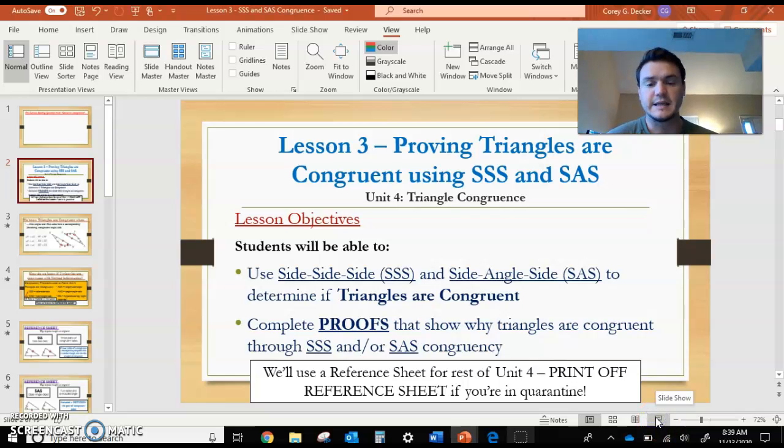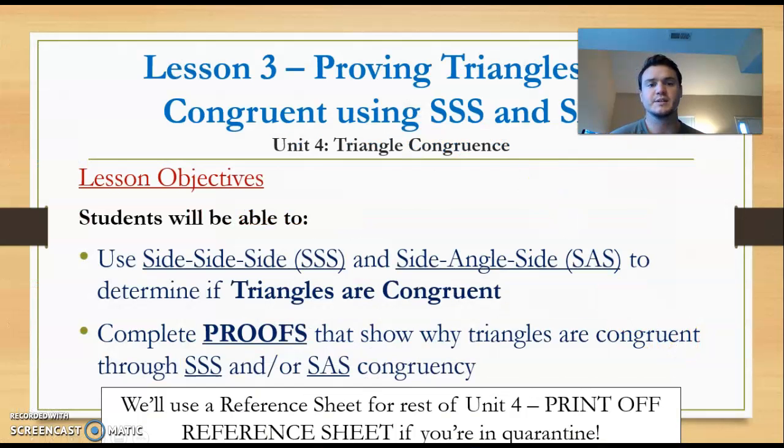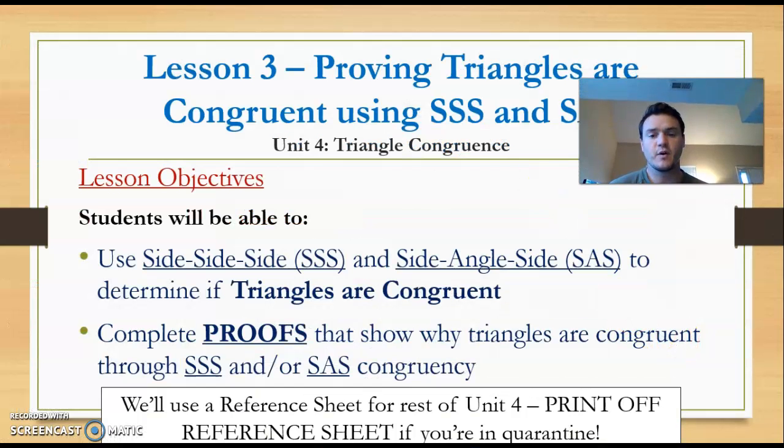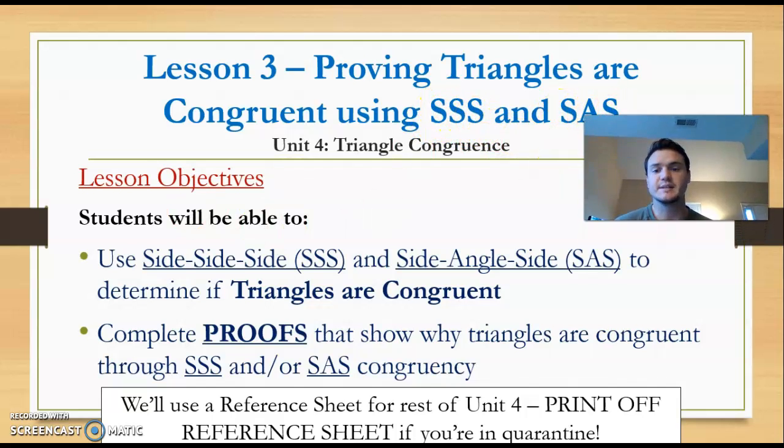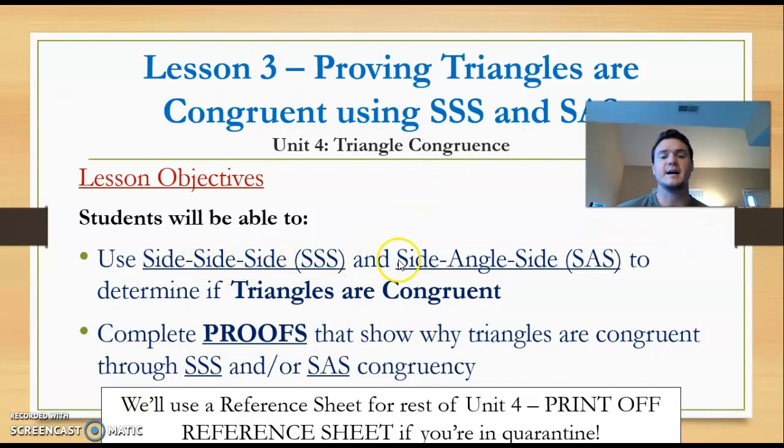Hey everybody, this is lesson 3 in unit 4 where we're talking about triangle congruence. In this lesson, what we're going to be focusing on is proving triangles are congruent using these theorems that we're going to talk about pretty much the remainder of the unit, side, side, side, or SSS and SAS. So in this lesson, we're going to be using side, side, side, and side angle side to determine if triangles are congruent. That's the first video.